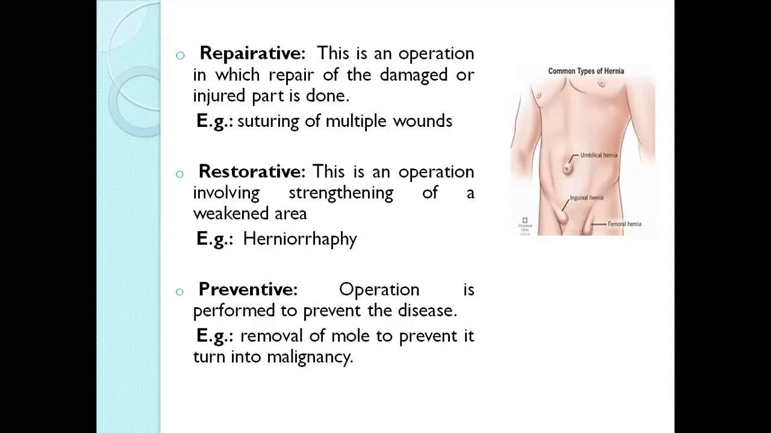Then preventive surgery is an operation which is performed to prevent disease. A simple example is removal of a mole to prevent it from turning into malignancy. Malignancy means it can be cancerous, or mostly it is cancerous. So in order to prevent that, we do some removal. Or, if an individual already has signs and symptoms of cancer in one breast, then in order to prevent the spread of cancerous cells to other parts of the body, in some situations they will remove the entire breast. That is a simple example of preventive surgery, to prevent the disease occurrence or the spread of cancerous cells or any infection to other parts of the body.